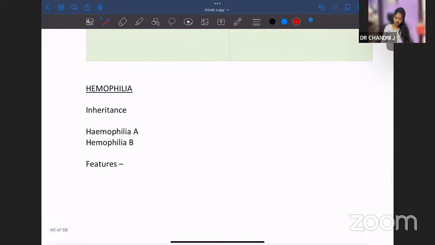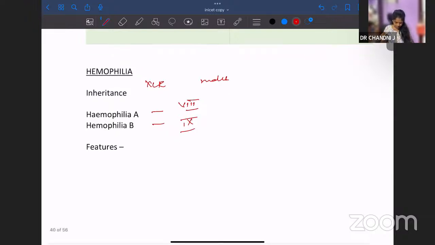Now, coming to hemophilia. What is hemophilia? It is an inherited disorder. What is the inheritance? It is X-linked recessive. So it is seen only in males. Hemophilia A is factor 8 deficiency. Hemophilia B is factor 9 deficiency, also called Christmas disease.